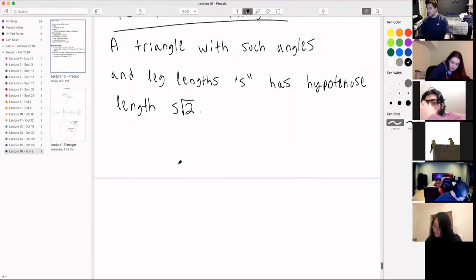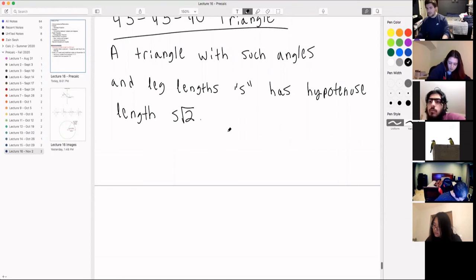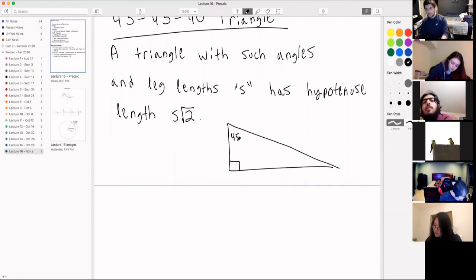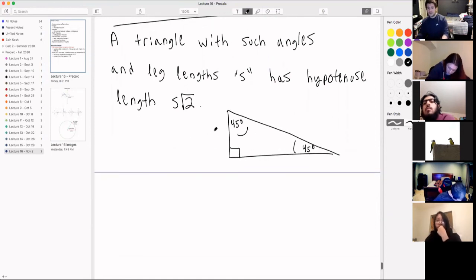And what's the picture? Here's the picture. I have a right triangle, but now I have 45-degree angles here. That's 45, and this is 45. If I know that these leg lengths are s, and they have to be the same because they're opposite equal angles, so these will be s, s, you know that the hypotenuse length will be s times the square root of 2.